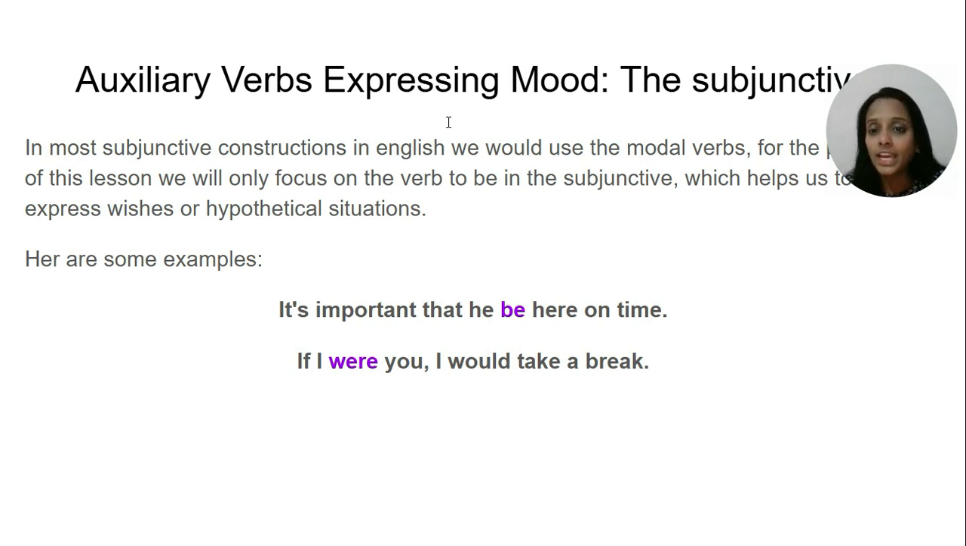Now, before we end, I want you to take a moment to think about these three moods. Can you come up with one sentence for each mood? Try to use the verbs to be and to do in each one. I hope this video has helped you understand how auxiliary verbs are used to express different moods in English. Remember, the mood of a sentence can completely change how we express things like facts, commands, wishes, or hypothetical situations. Keep practicing and don't be afraid to experiment with these moods in your daily conversations.